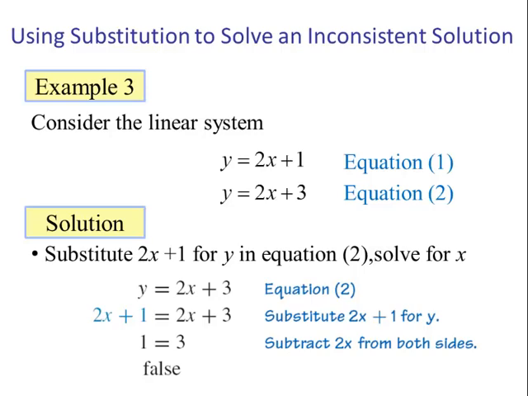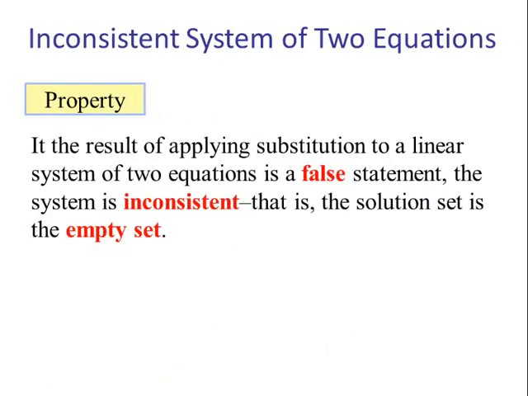This is a false statement. This means no matter what x we use for this equation, it will always yield a false statement. So there's no solution. Inconsistent system of two equations. Property: if the result of applying substitution to a linear system of two equations is a false statement, the system is inconsistent. That is, the solution set is the empty set. There is no solution. Graphically, this happens when we have two parallel lines.